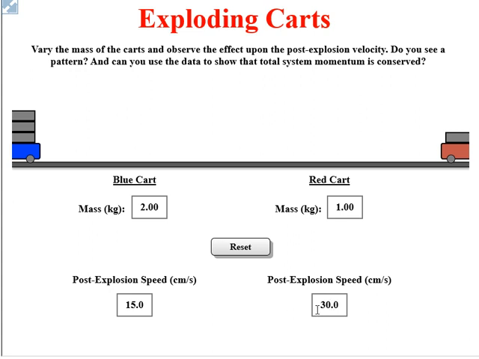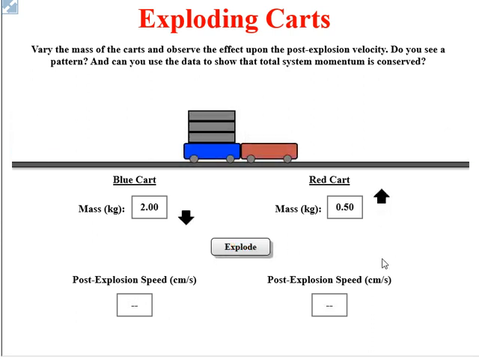So let's look at the momentum again. 2 multiplied by 15 gives 30. 1 multiplied by 30 gives 30. So remember, the red one's going to be minus 30. The blue one's plus 30. They add up to 0.